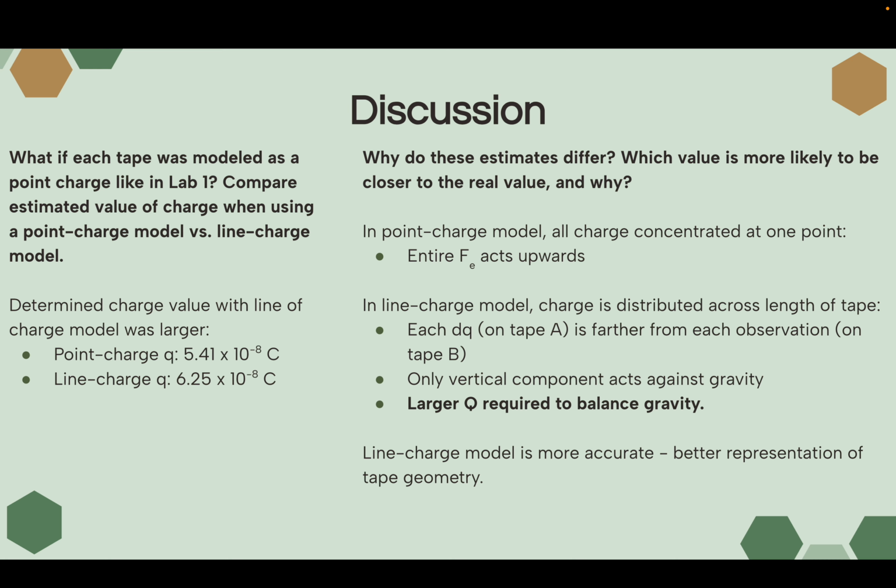Well, in the point charge model, all charge was concentrated at one point, meaning that the entire electric force acts upwards. Meanwhile, in the line charge model, our charge is distributed across the length of tape, meaning that each dq on tape A is further from each observation point on tape B. Therefore, only the vertical component acts against gravity, and these two combined factors mean that we need a larger q to balance gravity. Most likely, our line charge model is more accurate as it better represents our tape geometry.